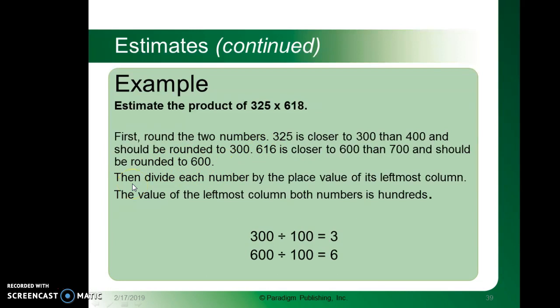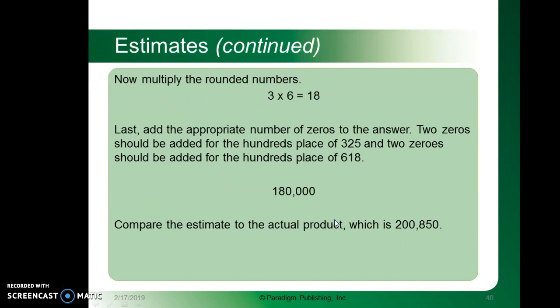Then divide each number by the place value of its leftmost column. The value of the leftmost column for both numbers is 100. So again, we're in the hundreds, so we're going to divide by 100. 300 divided by 100 is 3. 600 divided by 100 is 6. Now we're going to multiply these two numbers together. So 3 times 6 is 18.